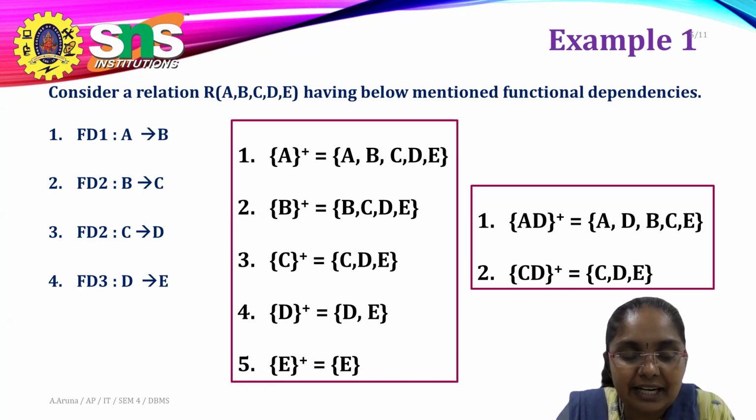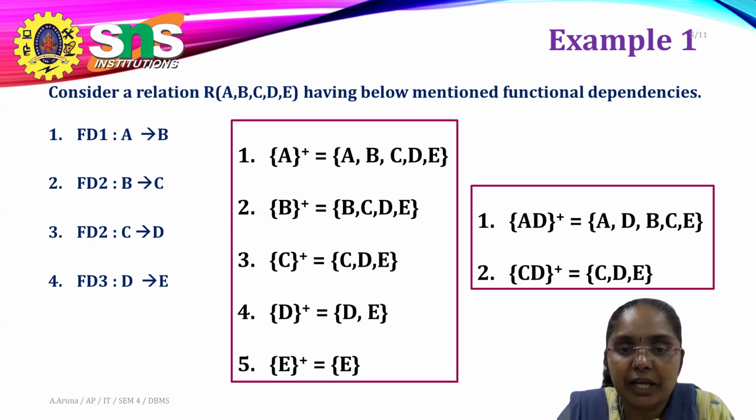So through B, is there any attribute I can identify? Yes, C. If B can identify C, then A can also identify C, because by using the transitivity property, we can identify C. If C can identify D, then by using the transitivity property, A can determine D. If D can determine E, then definitely A can also determine E.